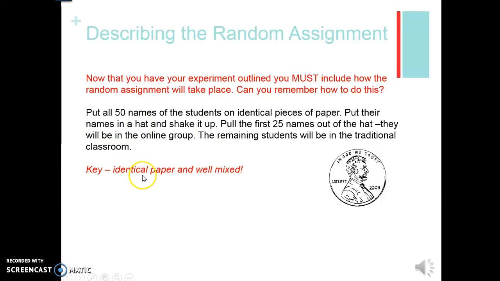A couple key things here. Make sure you're stating identical pieces of paper and well mixed. And then please also make sure that you are stating which treatment group each are going to. Don't just say like 25 will be the first group and then the next 25 will be the second group. Specifically state what groups they're going to.